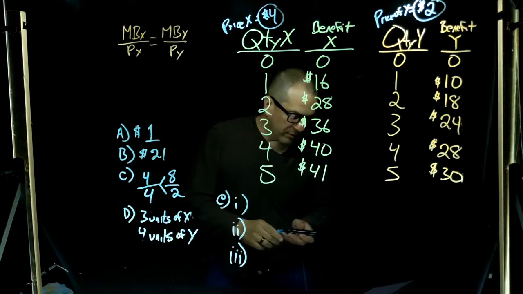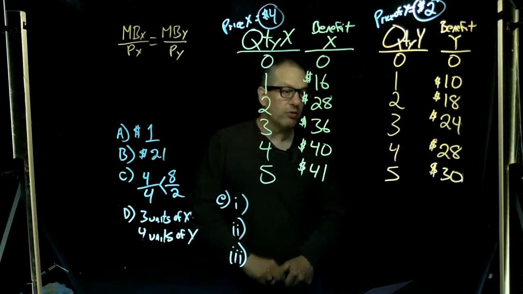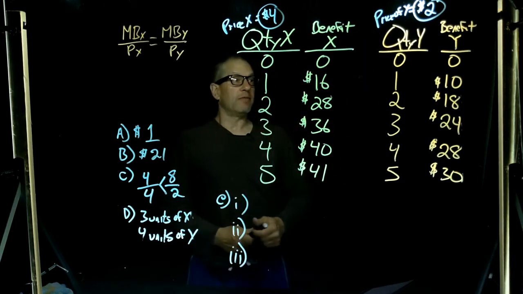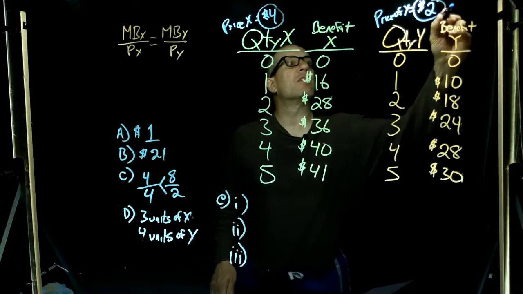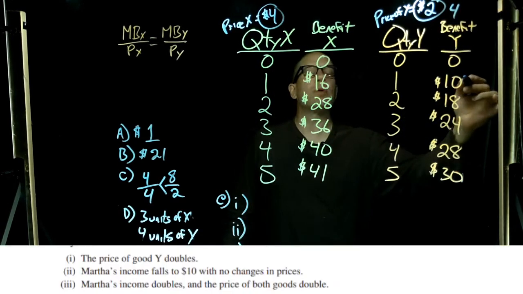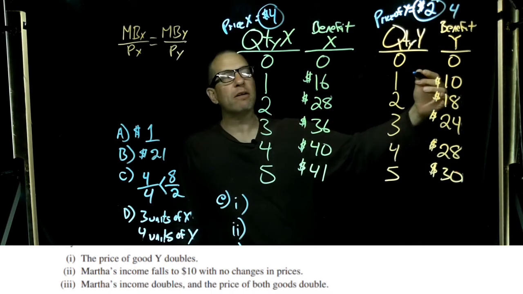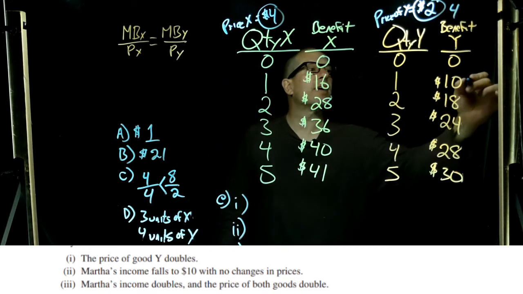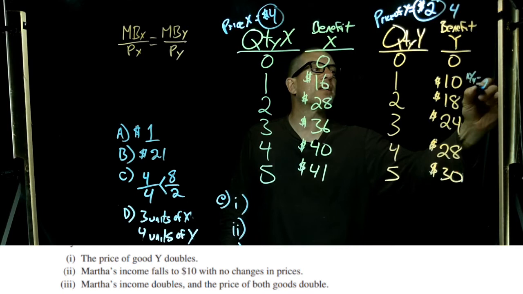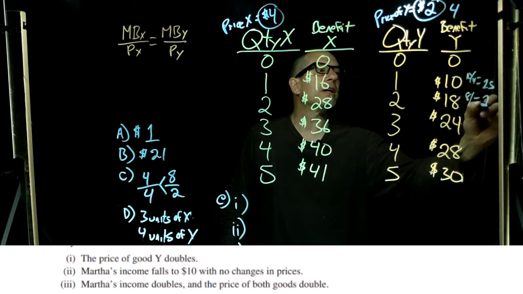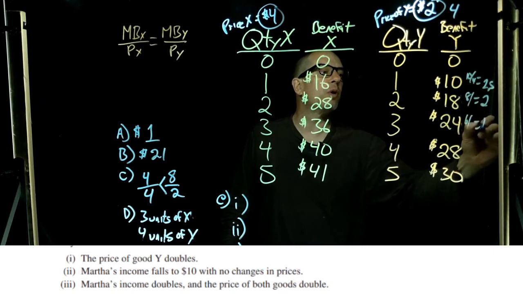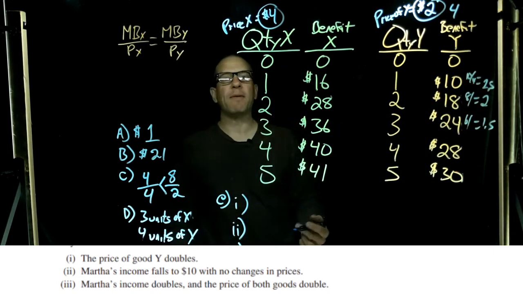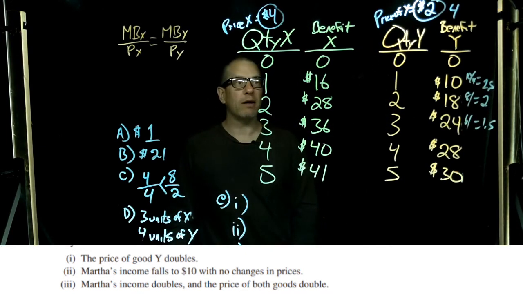third one. The price of good Y doubles, all right? If the price of good Y doubles to 4, when we look at what we're getting, the marginal benefit per dollar here is going to decrease, right? So the marginal benefit here is 10 divided by 4. That's going to give us 2.5. We go 8. That's only going to give us 2. We go to 6. That gives us 1.5. All right, so my marginal benefit per dollar, it's costing me more here, right?